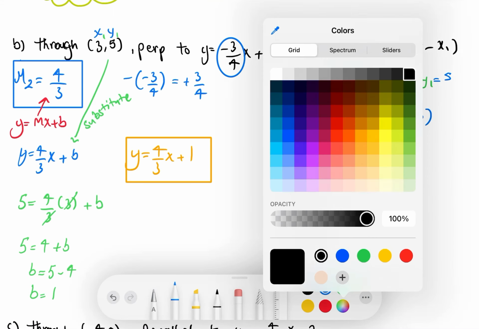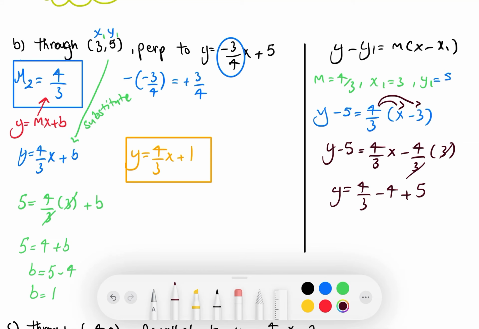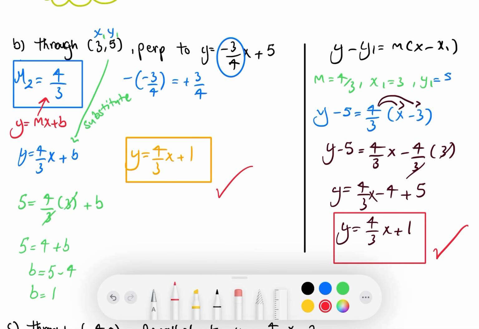And then after that, all you have to do is simplify these brackets. So 4 over 3 gets multiplied by x and then negative 3. So y minus 5 is equal to 4 over 3x minus 4 over 3 times 3. The 3's cancel out. You get y is equal to 4 over 3x minus 4 plus 5. So y is equal to 4 over 3x plus 1. There you go. So this is the second method.